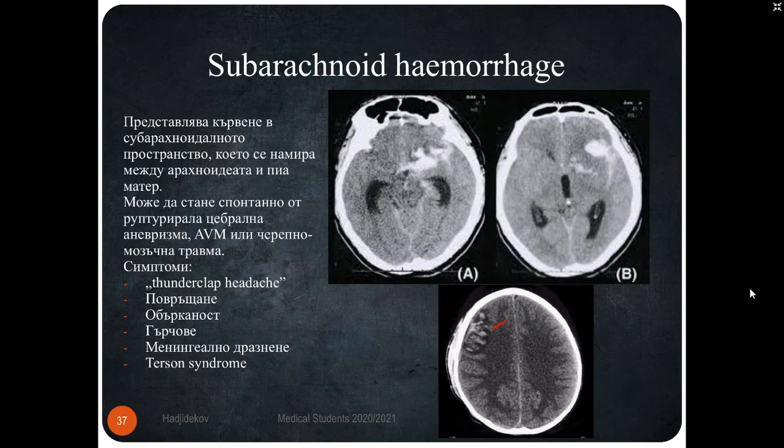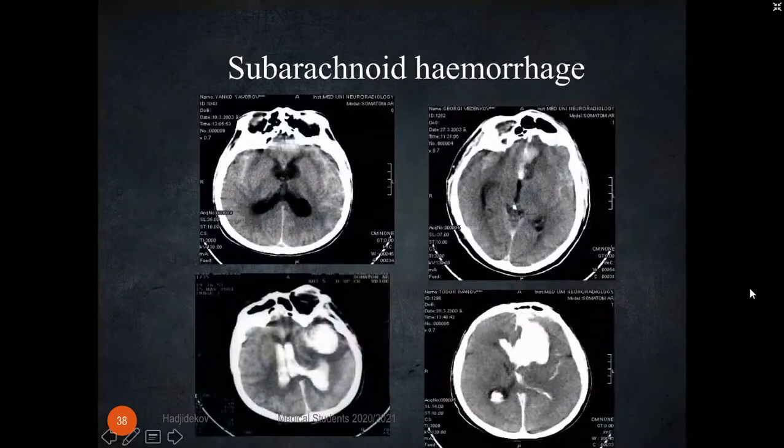And the symptoms can be headache, dizziness, agitation, even meningeal signs. Different types of symptoms can be observed here, and the patients are a little bit lost. So here are different examples of subarachnoid hemorrhage.